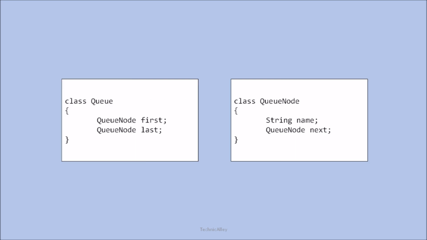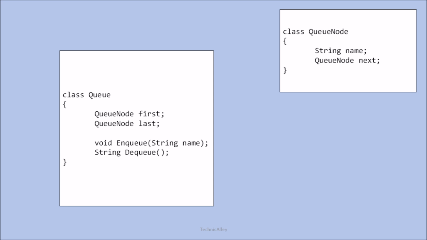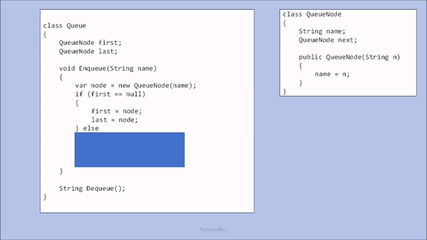The main queue class is going to keep references to the first and last elements, as well as the two methods, enqueue for adding elements to the end of the queue, and dequeue for removing items from the front of it. Let's start with implementing the enqueue method. First, let's create a new node to store the item being added in. Next, we have two options. If the queue is currently empty, that is, if the first element is null, we want the new node to be at the front of the queue. But also, since there's only one element in the queue now, it's also the last one in the queue.